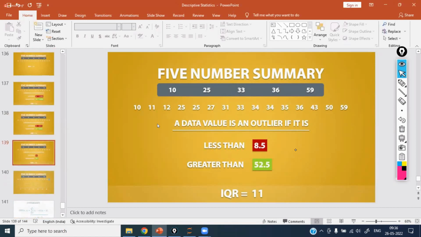Whatever value you get for 25 minus 1.5 into 11, which is 8.5. Any value less than 8.5 is an outlier. Any value greater than 52.5 is an outlier. In our data set, is there any value greater than 52.5? This is there now, and this is considered an outlier. This is the outlier for the data set. Is that clear?